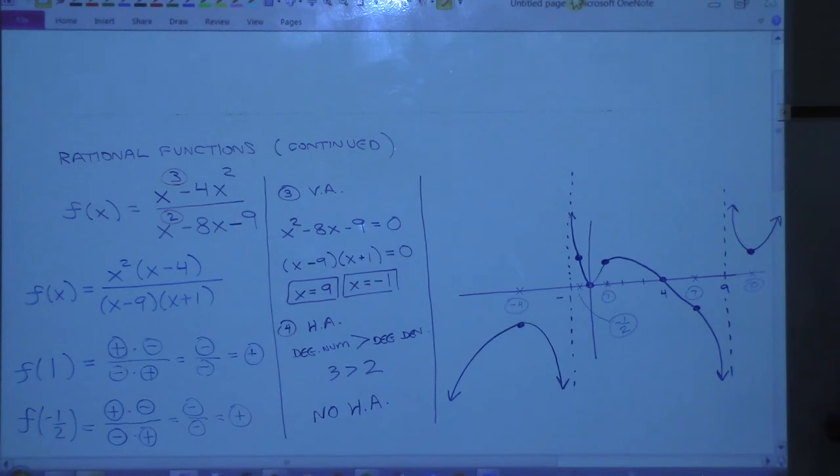This is probably the messiest thing we're going to do in here. I promised you that when we started these, right? Rational functions are the hardest to graph. That's exciting stuff right there.